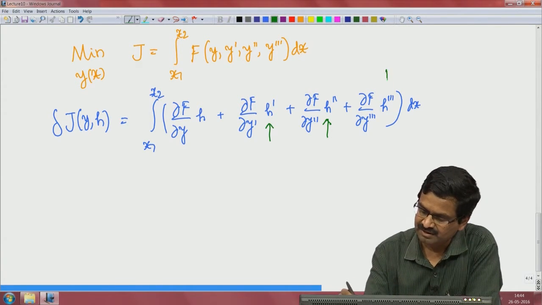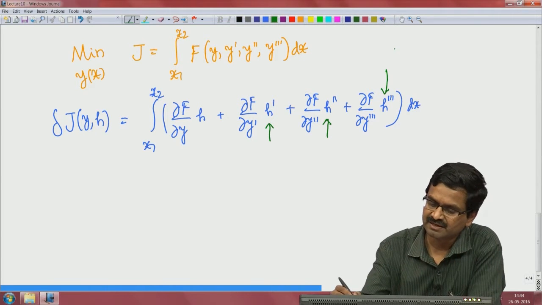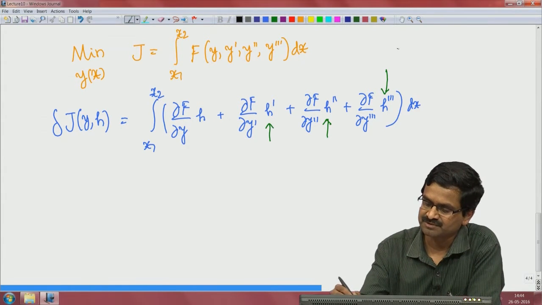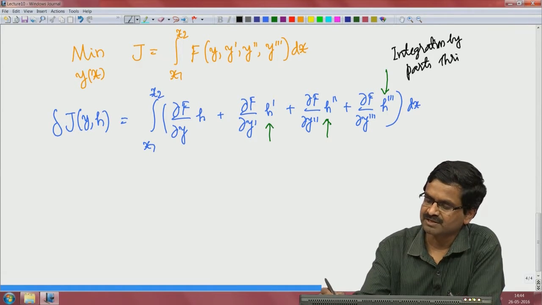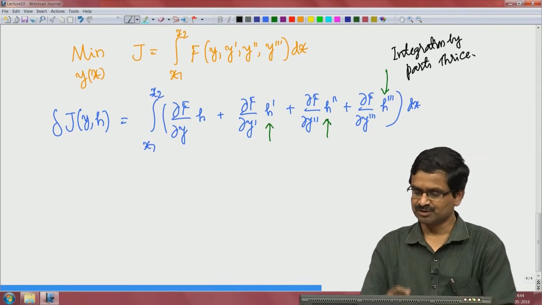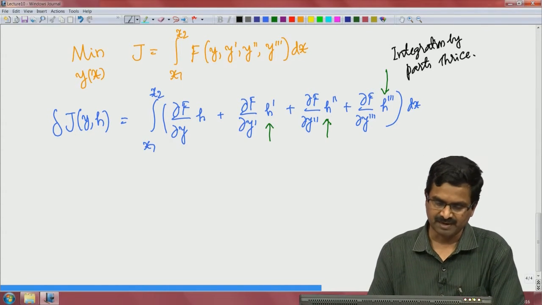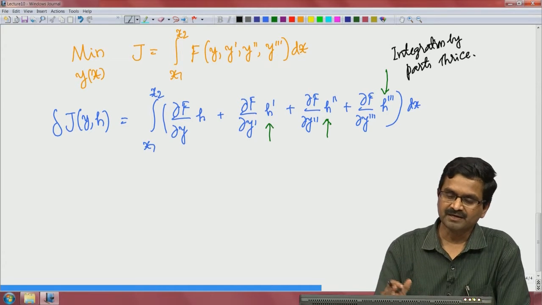And now, for this one you have to do integration by parts thrice, okay, which you can do for some practice, but we thought that we can actually see some pattern.